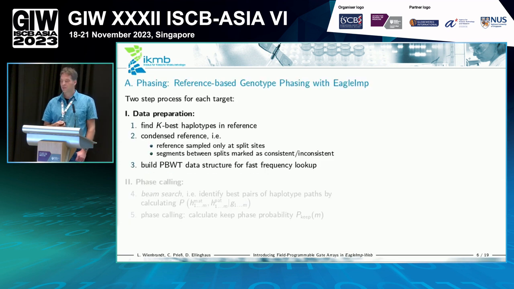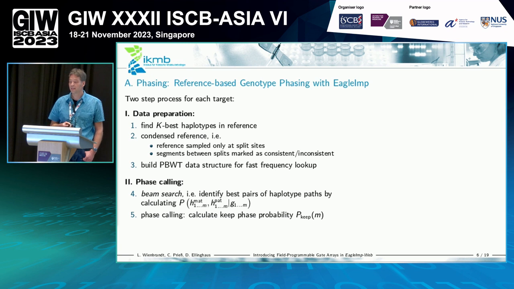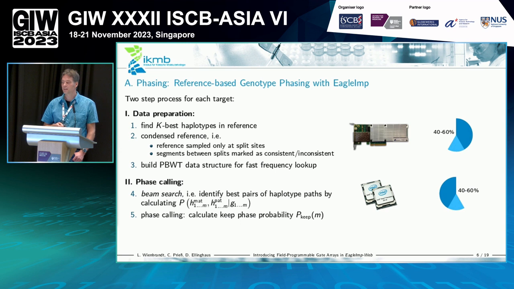Okay, we're back in the algorithm now. Even the phasing part is a two-step process. The first part is data preparation, where we first find some k-mer based haplotypes in our target sequence, we build a condensed reference, and then we build a so-called PBWT data structure. The second part is then the search for the best paths in our reference and the phase calling. And if we look a bit closer into these two parts, we can see that this is around a 50-50 distribution.